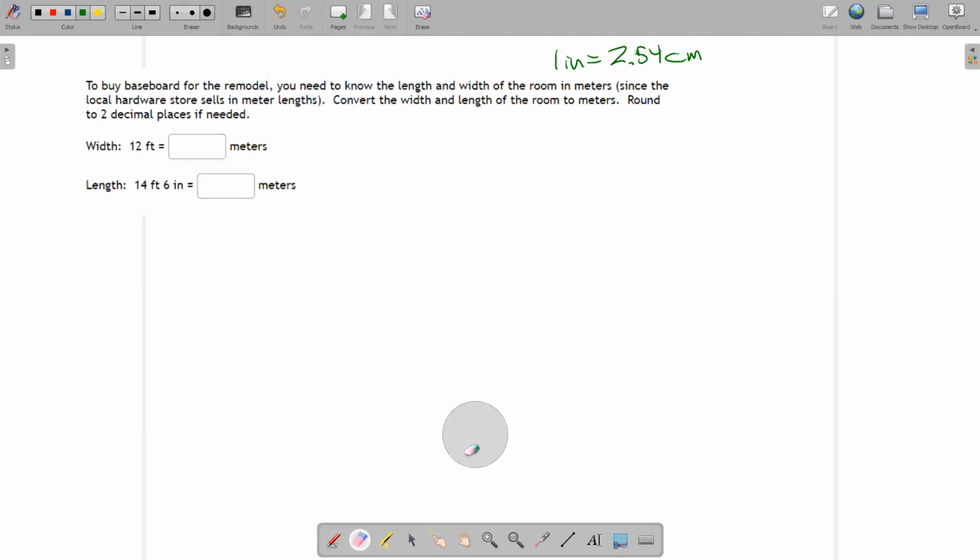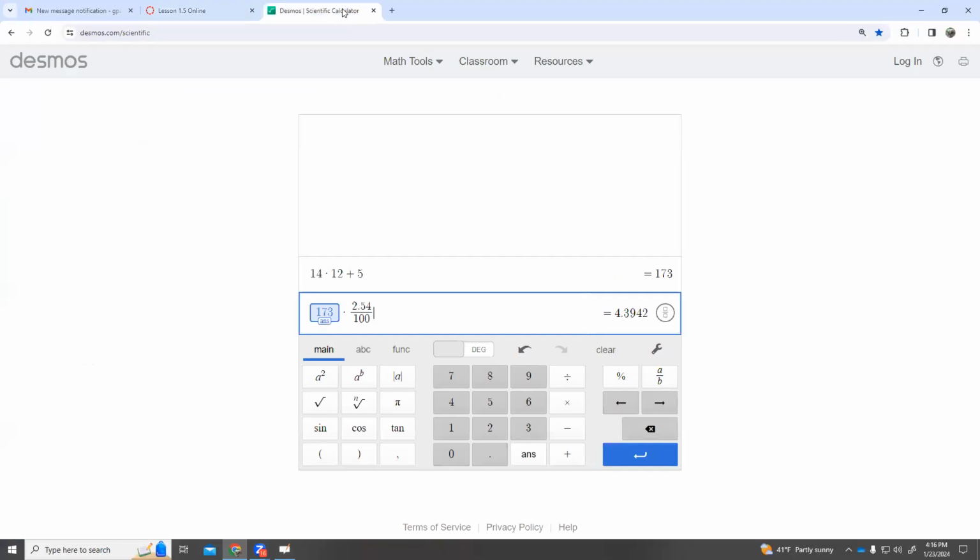I'm going to use here the fact that 1 inch is 2.54 centimeters. There are other possible conversion factors. And I'm going to use it on this one here. So I have to convert those feet there to meters first. So 14 feet times 12 inches per foot will convert feet to inches. And then I can add on the 6 inches to that to get a total number of inches. Calculator. So I've got 14 times 12 plus 6. It's going to be 174.